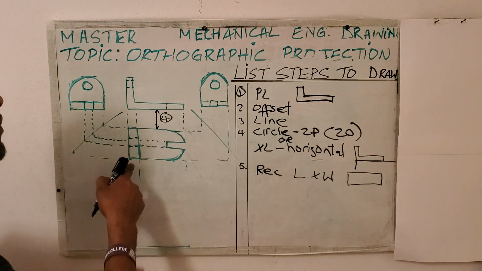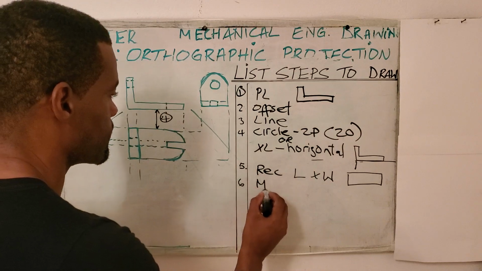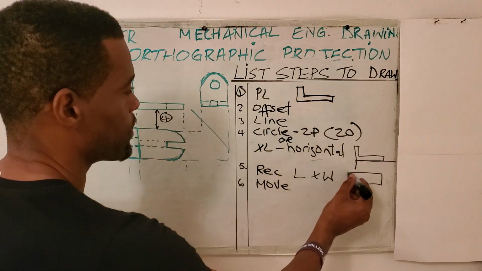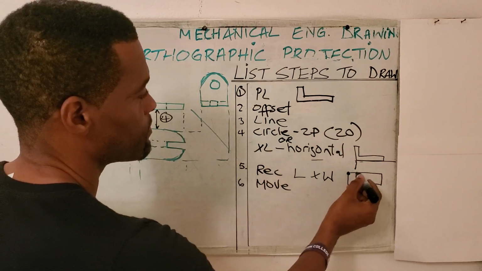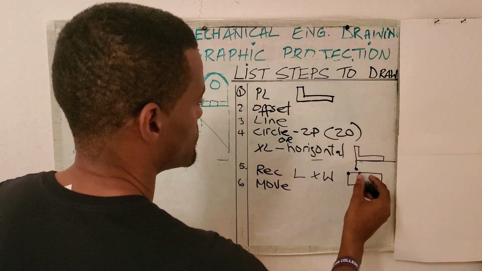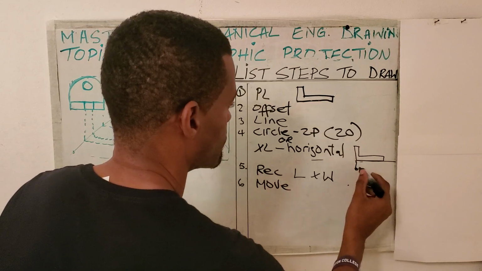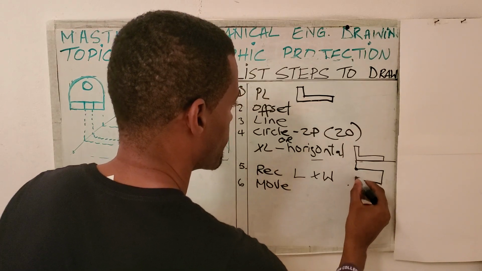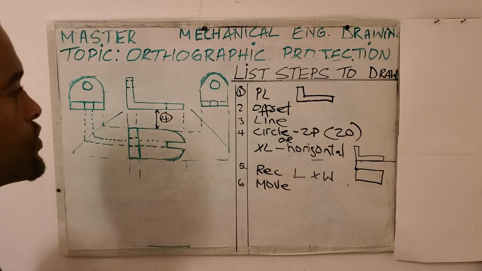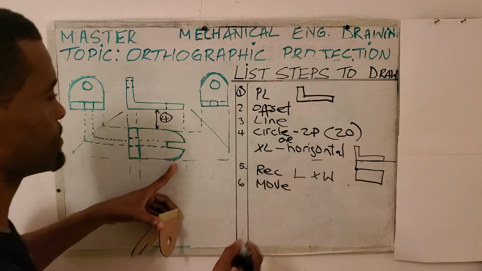We could then move this in place. Move. And I would use here as the base point, and I would move this in place to here. Move it to this spot right here. Then I would use move.